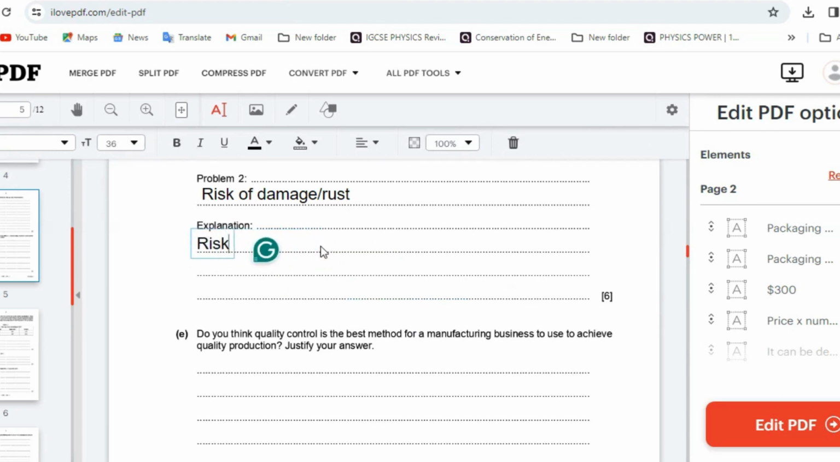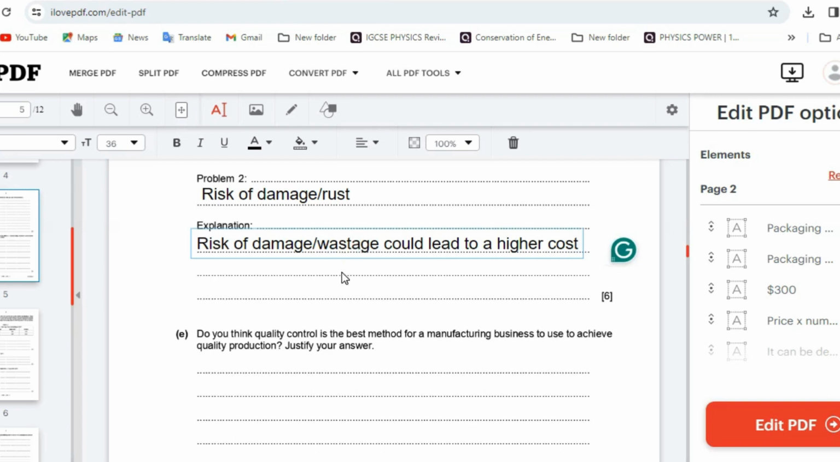Risk of damage, let's say, or wastage too. Of course, I mentioned that earlier. Wastage, it could lead to what? It could lead to a higher cost. Of course, it can also lead to a higher cost.